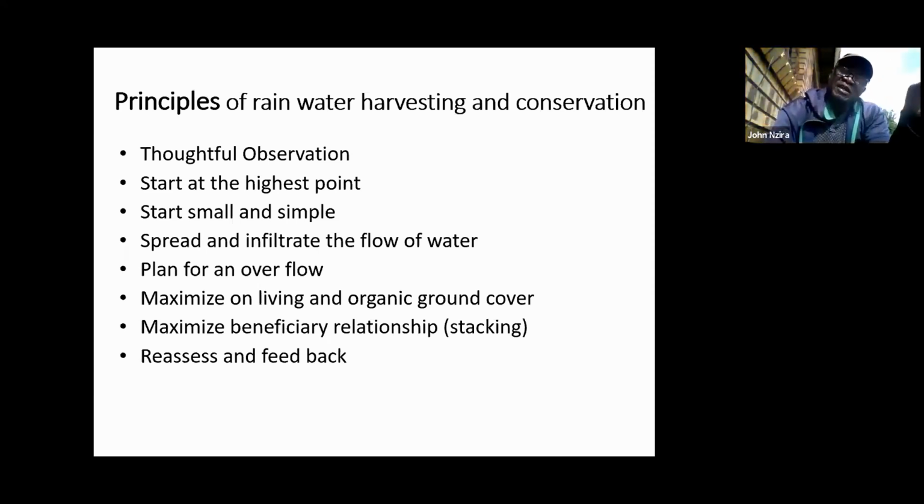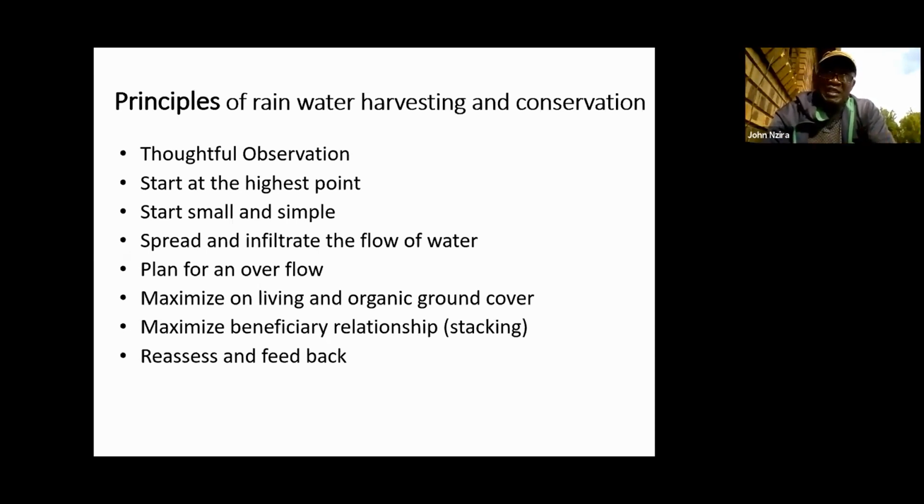If it's within your homestead, observe the rooftop. What is happening with the water when it's coming from the roof and pours onto the ground? Isn't it splashing the soil, taking all the soil away, and the water runs away and you are left without water?